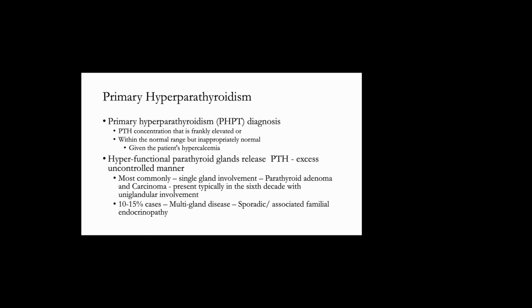So there are other causes for increased PTH, like vitamin D deficiency, but there we don't see calcium elevated. There are other causes for hypercalcemia, like sarcoidosis or hypervitaminosis D. Their PTH won't be elevated. So for a given calcium, an inappropriately normal PTH or elevated PTH with hypercalcemia are the biochemical criteria for diagnosis of primary hyperparathyroidism.